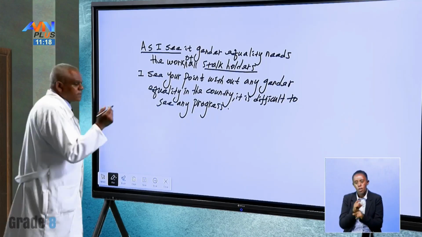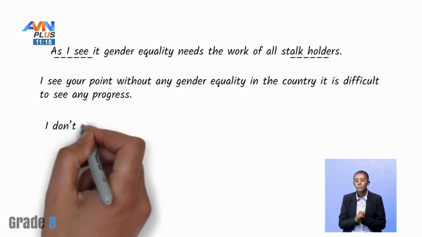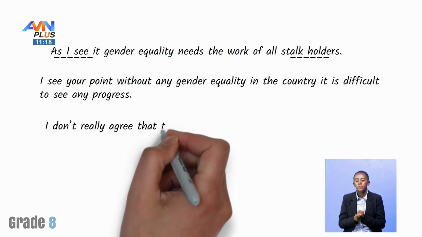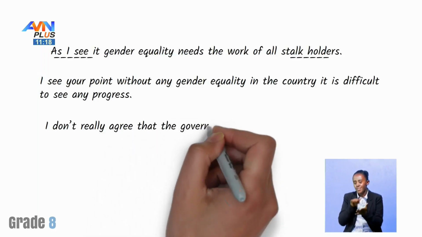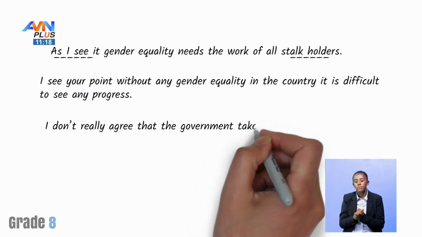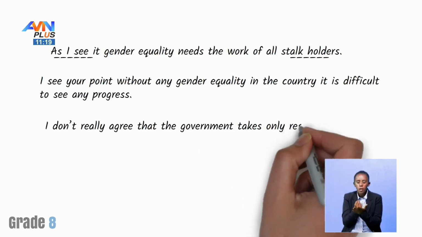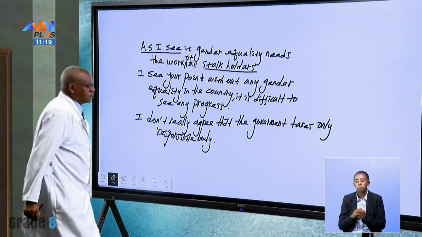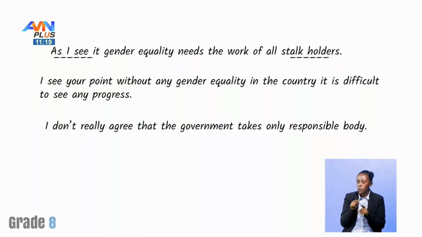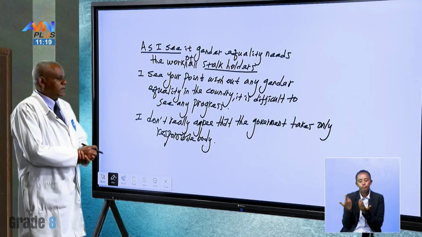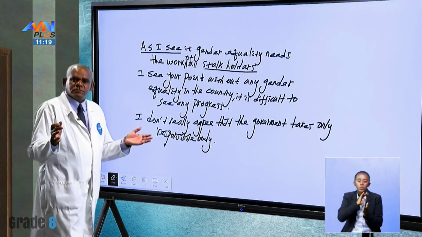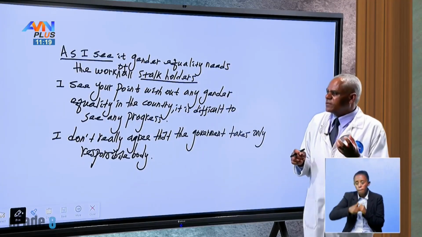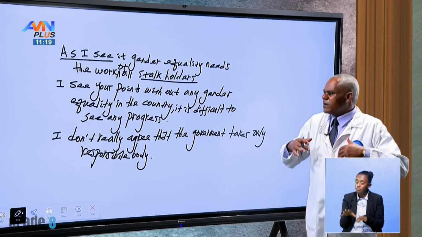All right, another thing that I don't really agree. I don't really agree that the government takes the only responsible body. Right. This is another sentence. I don't really agree that the government is the only responsible body for it. Exactly. Yeah. It is a concern of all citizens so as to make what? Gender equality.